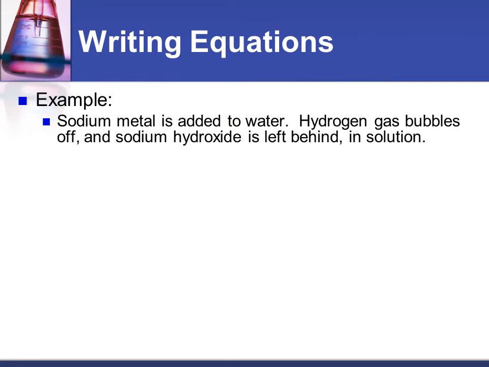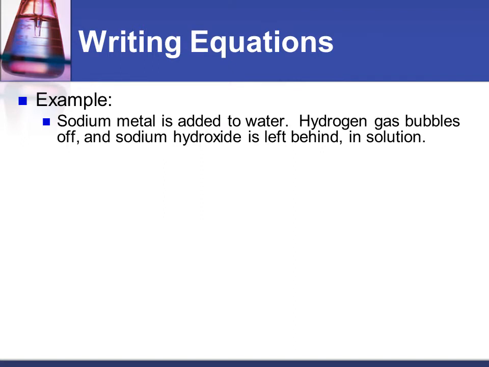Okay, so we're going to write some equations now. That's what this whole little section is about. I'm going to give you some words and some sentences, and you're going to have to write that into an actual chemical equation. There's a 3-step process you can use to do this. You don't have to use this process necessarily, but it shows you a good way to do it.